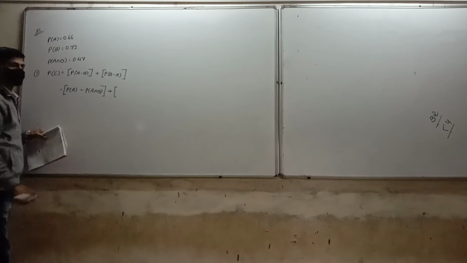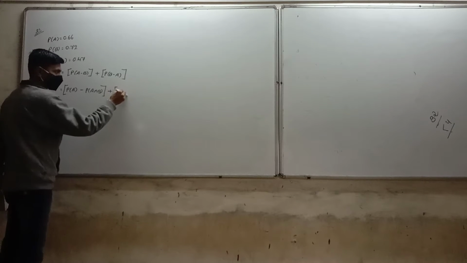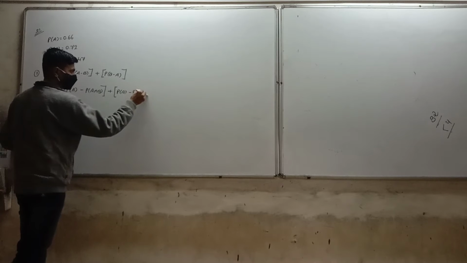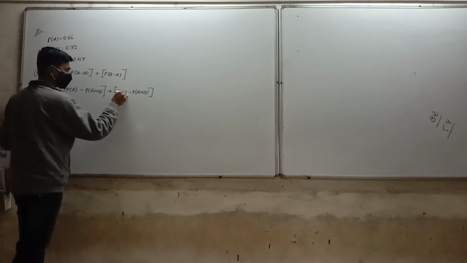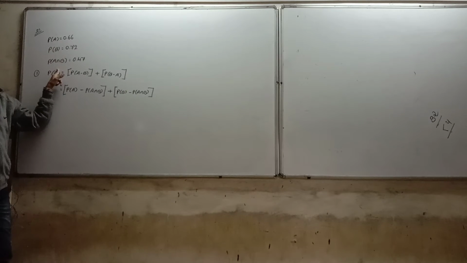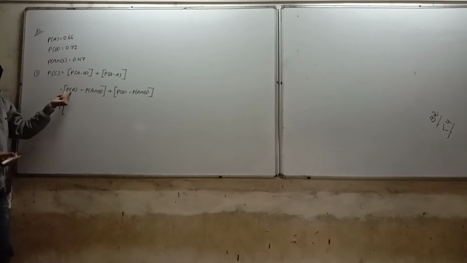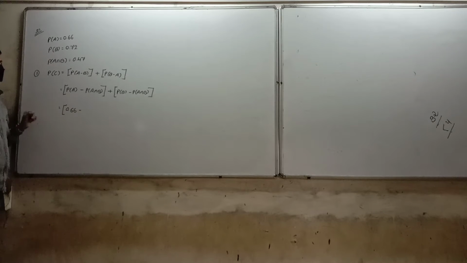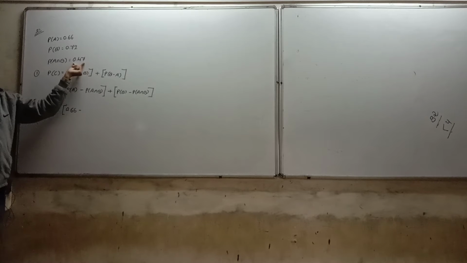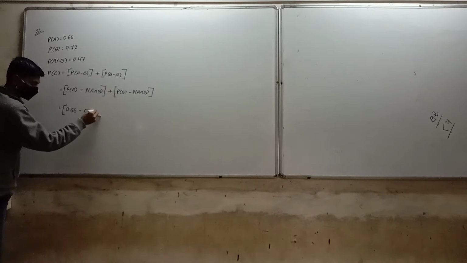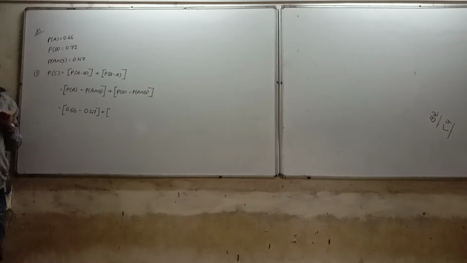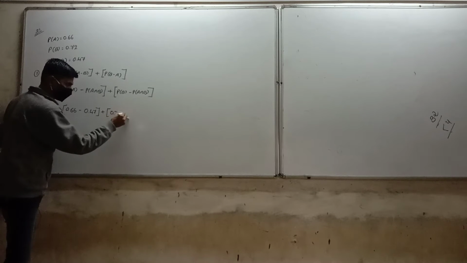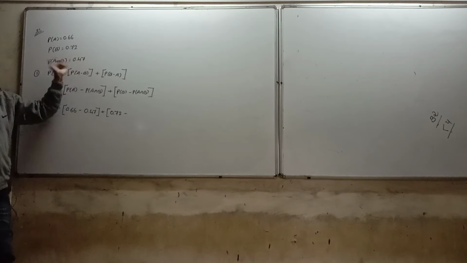plus in another bracket, event B happens, event A does not happen. So P of A minus P of A intersection B. Here write down event B happens, sorry. So putting values P of A, P of B, A intersection B in formula. Okay, value of P of A is 0.66 minus P of A intersection B 0.47 plus another bracket value of P of B 0.72 minus P of A intersection B 0.47.